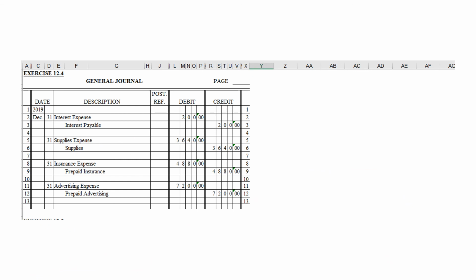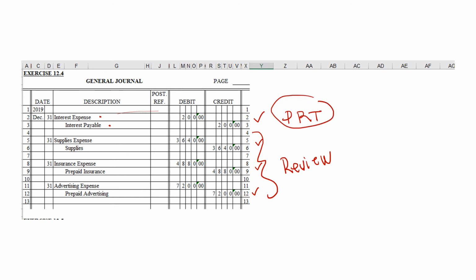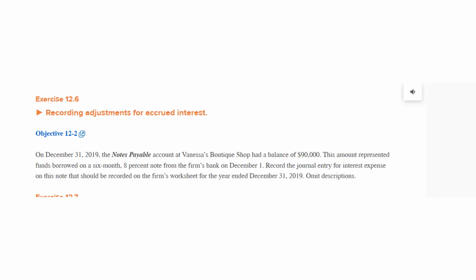This is the solution in Blackboard on exercise 12.4. Notice on the first one, debit interest expense, credit interest payable. There's your $200, remember that was the PRT calculation. The second one was your supplies expense. Then here's your insurance expense, and then your advertising expense adjustment. Just to remind you, the last three are all review from Chapter 5. If you forgot how to do some of those, go back to your Chapter 5 learning module and review those illustrations as well. And of course, this is the new one, the interest calculation. Payable, initially what would have happened, go back.